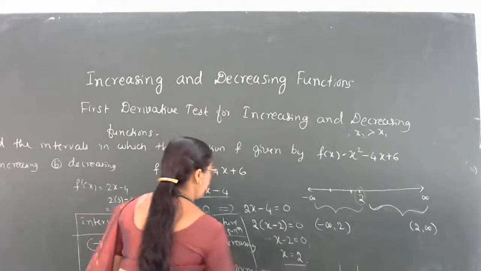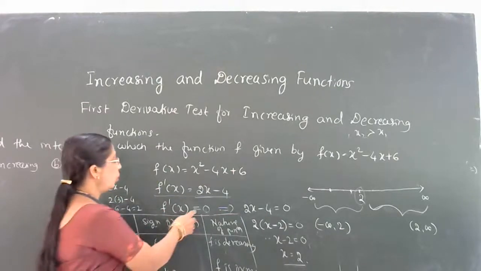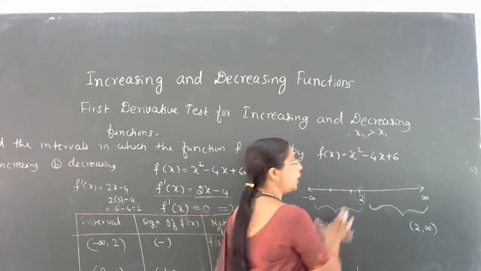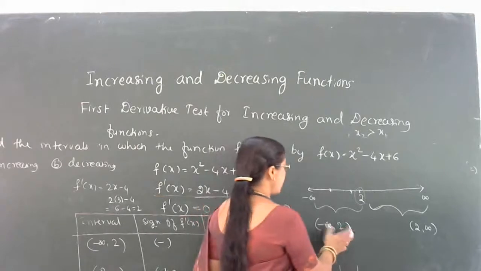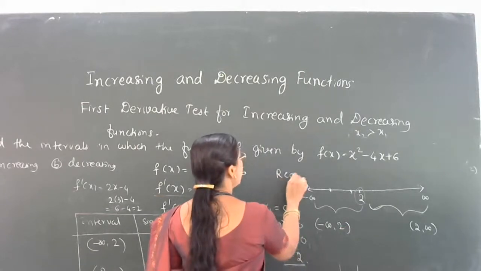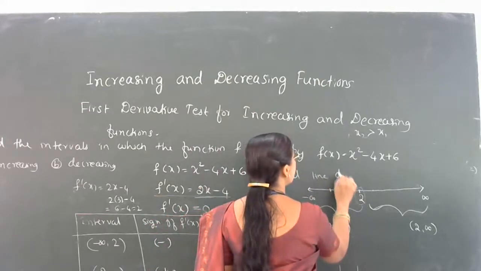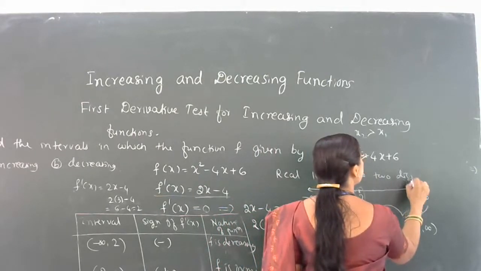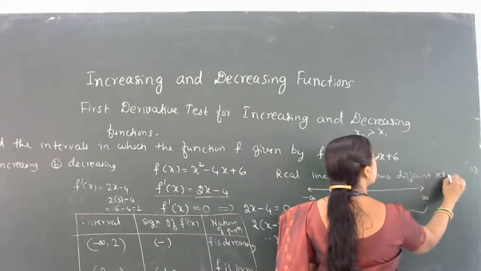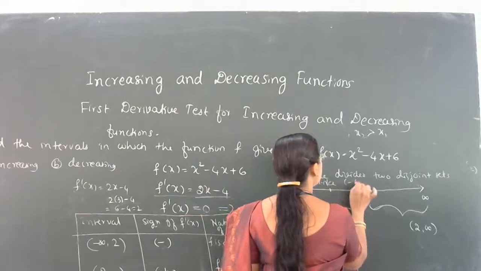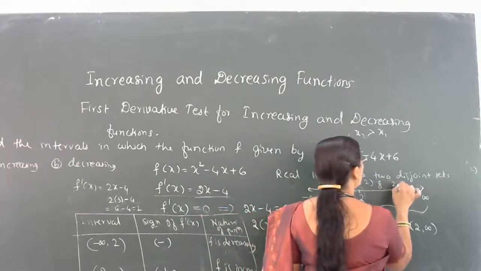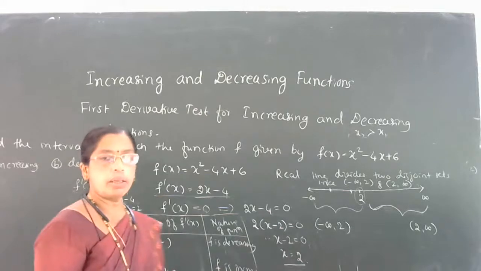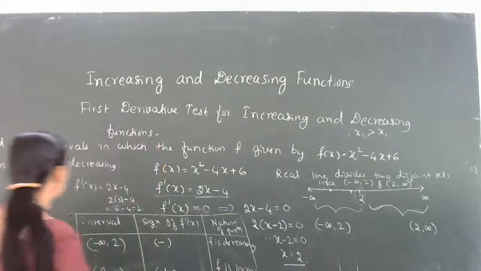To solve this problem, first you find the derivative of the function, then equate the derivative to 0 and find the value of x, then find the intervals. The real line is divided into two disjoint sets, like minus infinity to 2 and 2 to infinity. Then you check the nature of the function, whether it is increasing or decreasing, like this.